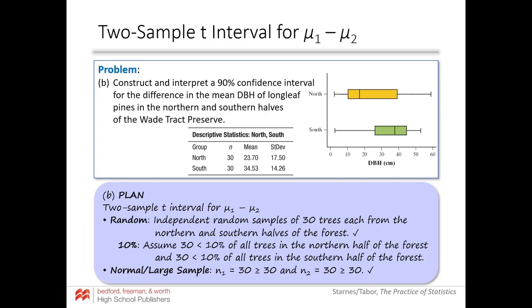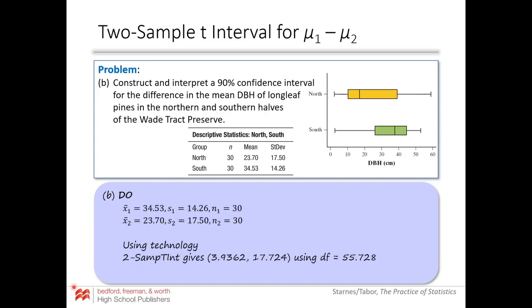So now we're going to do the do section. So we have our two means, we have our two standard deviations, we have our two sample sizes. So we're going to go ahead and plug things in. You can use a calculator function, which we'll talk about in class, to get the confidence interval, and then you just state what your degrees of freedom is. You can also just do this with the whole formula as well.